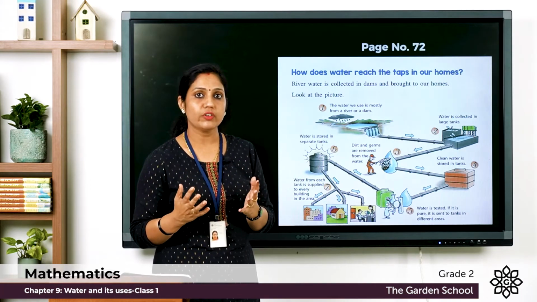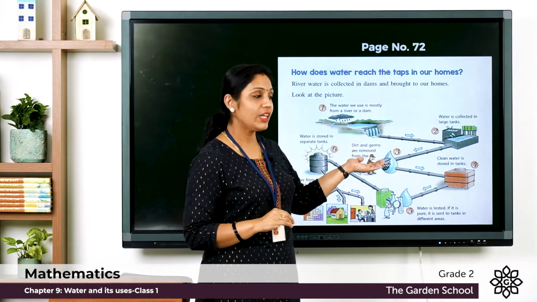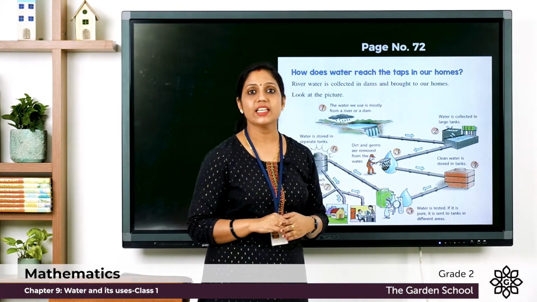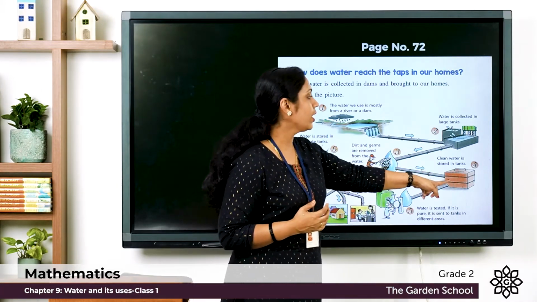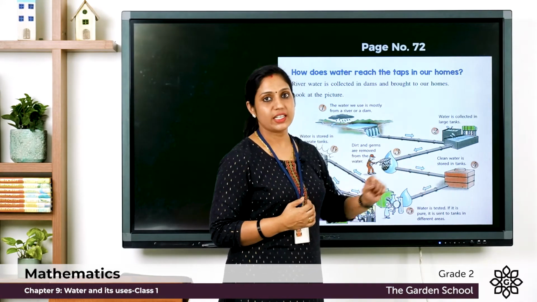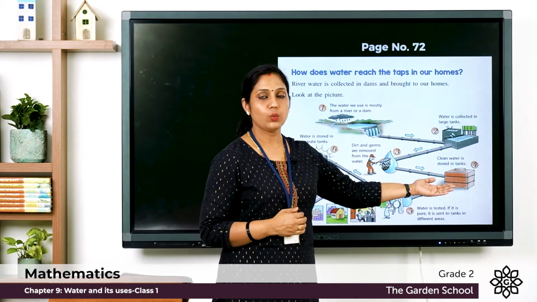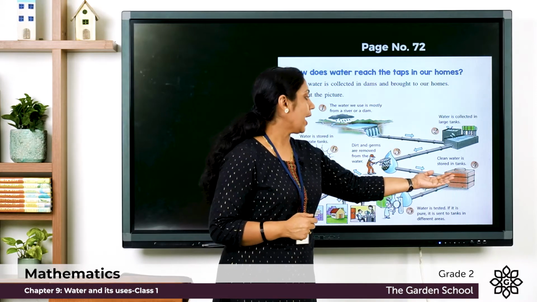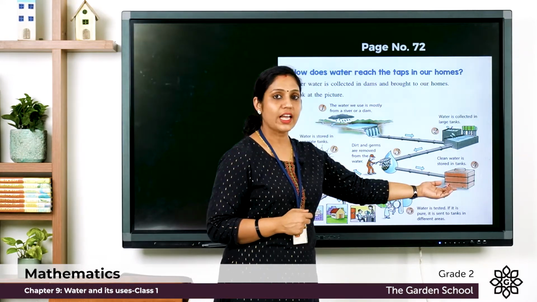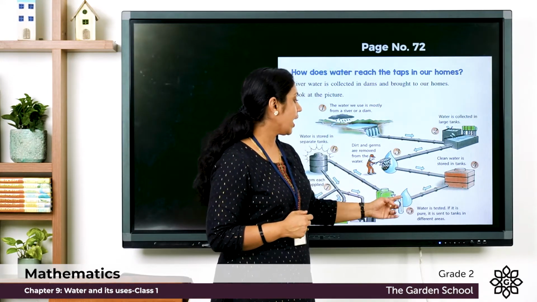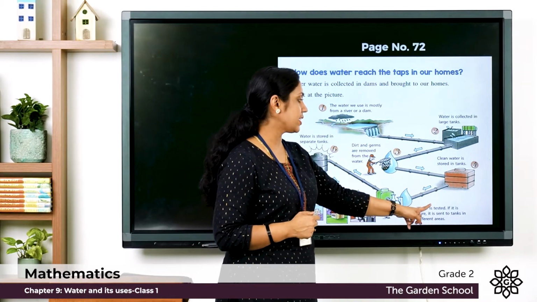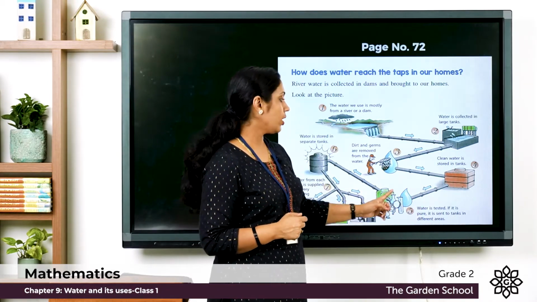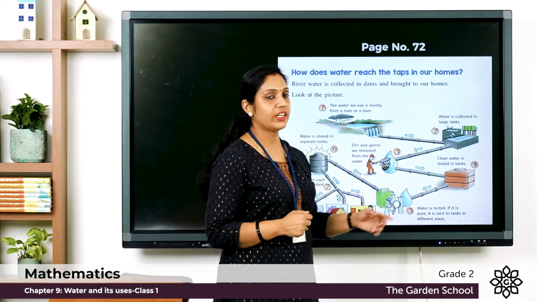So in the water there will be different dirt and germs, right? Can we use it for drinking? No. So the clean water is stored in tanks. You can see in the fourth step, the water reaches tanks again. Now it is clean water. Why? Because the dirt and germs are removed from the water. And again you can see from this tank, a pipe is fitted, and here water is tested. If it is pure, it is sent to tanks in different areas.